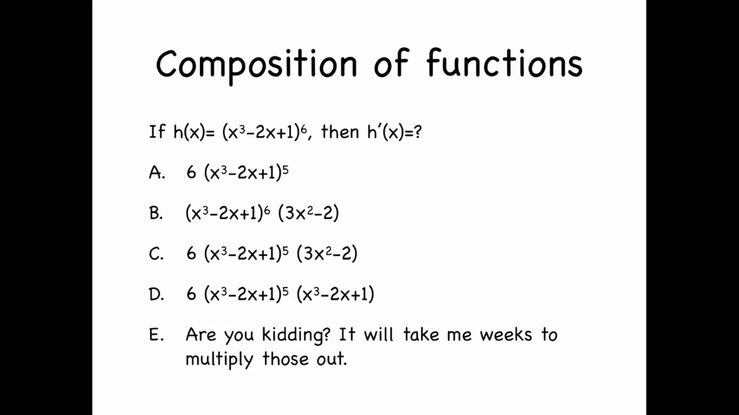So why is this useful? I mean, you can always calculate a problem like this explicitly. So if you have, let's say, h of x equal x cubed minus 2x plus 1 to the 6th power, you can multiply those out, all 6 of those out, and see what polynomial you get. That'll take you a long time. So we use the composition of functions as a really convenient shortcut. So I'll leave you for a few seconds to think about this one.